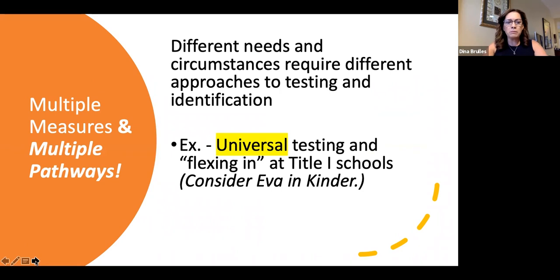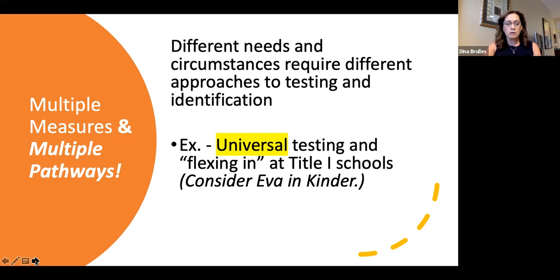And we've been talking about multiple measures for identification. That's what we're talking about here. Different ways of looking at giftedness and measuring high ability. But we also have to think about multiple pathways, because if a gifted child is identified at that national norm at 97, 98, 99, they are fluent in English, they have all these background experiences that have given them opportunities that other students have, they might need something else, but these students really need our attention.